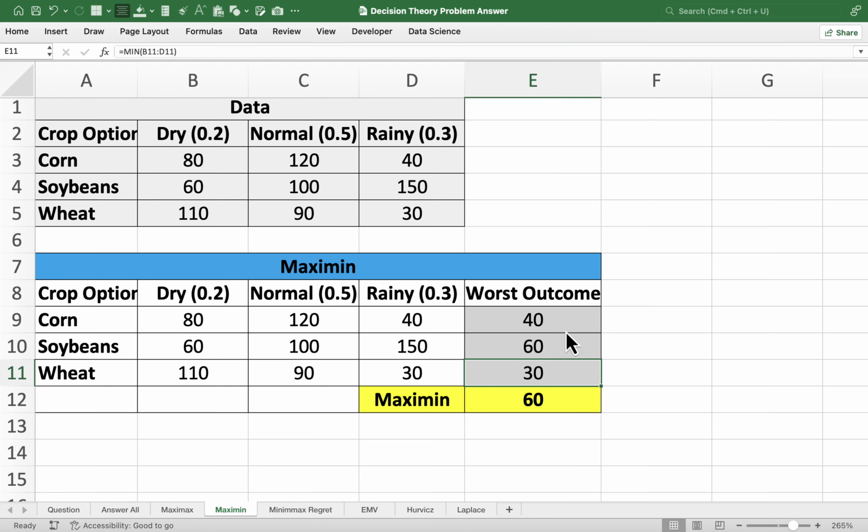In the next step, we'll choose the one which is the highest. So maximin, which is the best of the worst, the best of these is 60. So we will choose 60 and we will use this formula, which is the maximum of these 3 values. The maximum of these 3 values is 60, which is associated with soybeans. It means if a farmer is using the maximin approach, their decision should be soybeans.